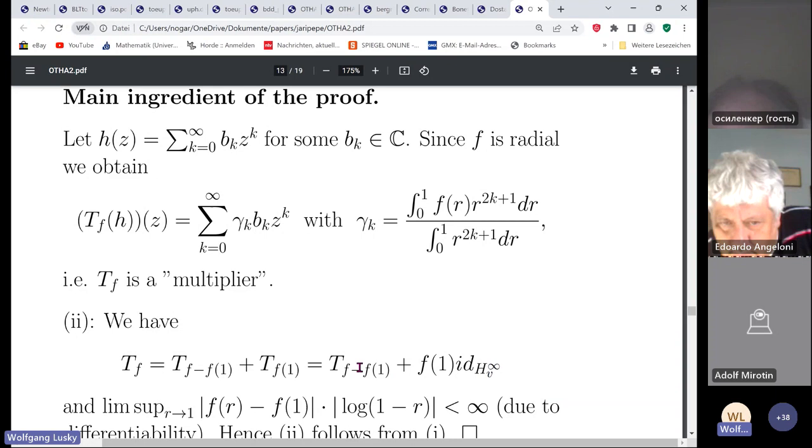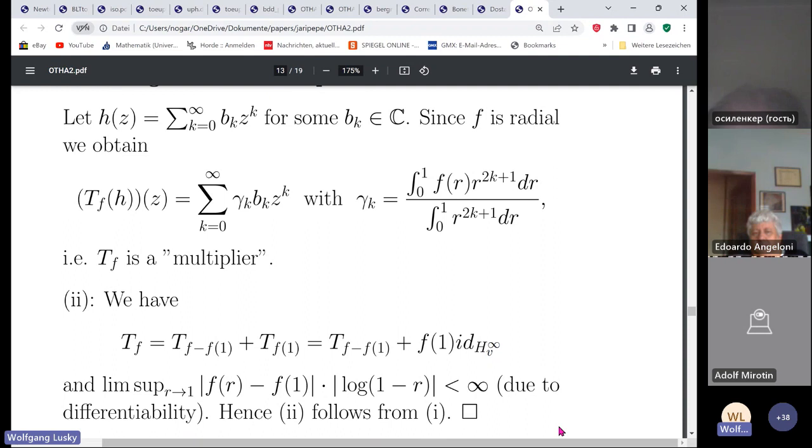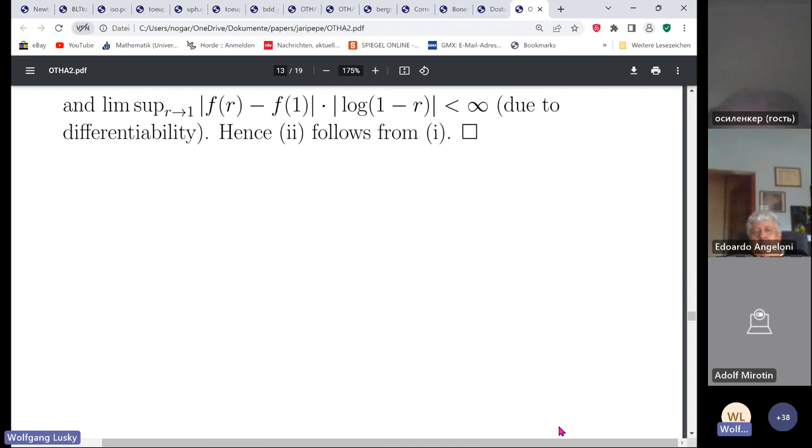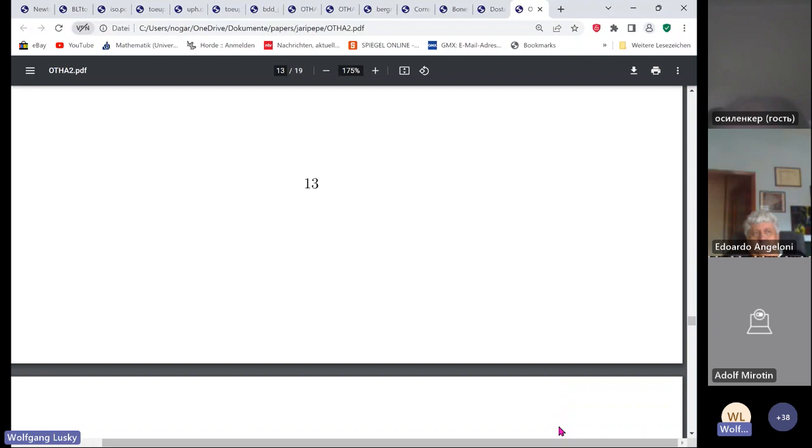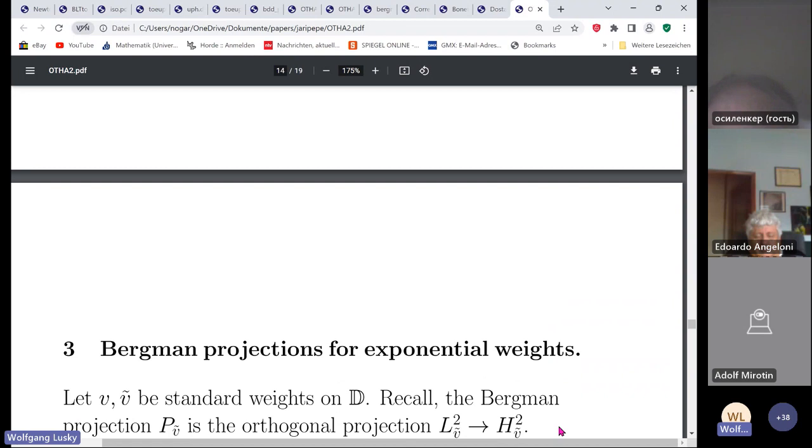And here we apply number 1, which now has this form here. And of course, due to differentiability, this is satisfied, and so we get number 2. Okay, now let me go over to the second question, namely the boundedness of Bergman projections. And here we bring into play all the weighted L^p norms. And in the following, I want to restrict myself to exponential weights.